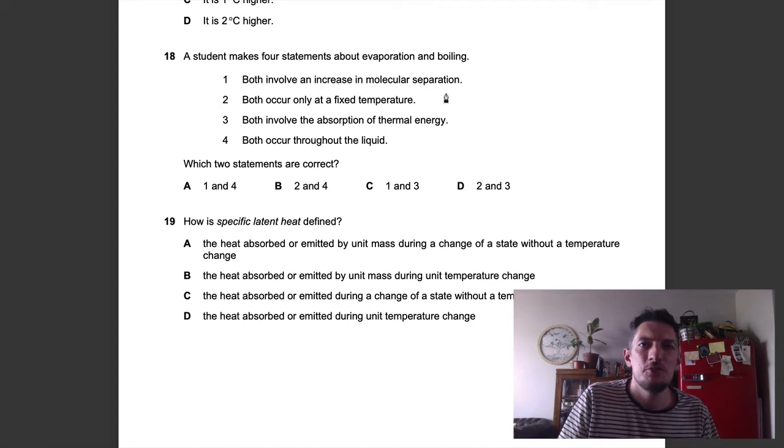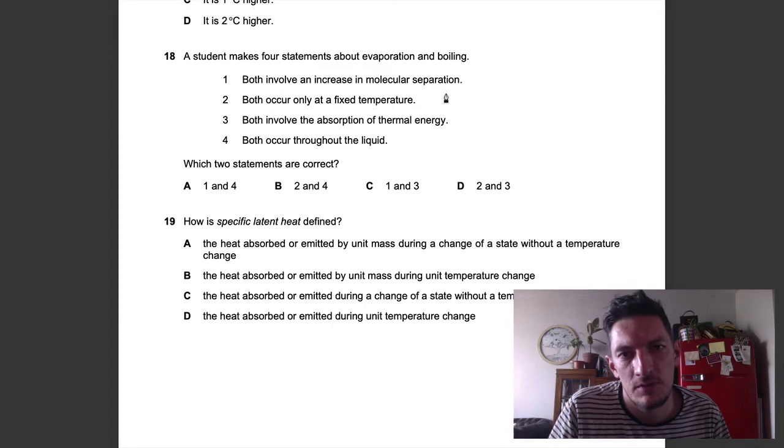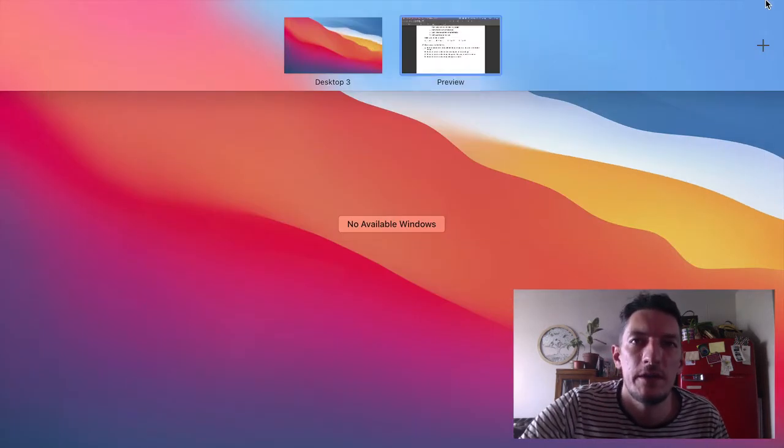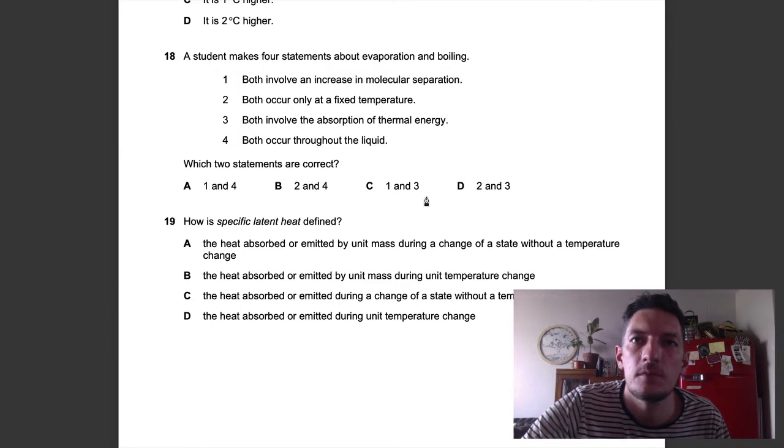Both occur through the liquid? No, only boiling occurs through the liquid. Evaporation takes place at the surface. So that leaves us with 1 and 3 to be correct. So we're going to go with 1 and 3. Bam.